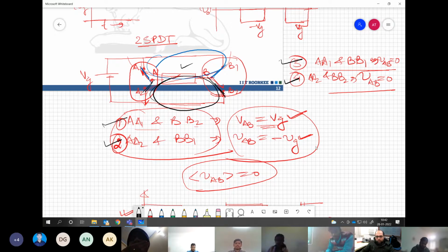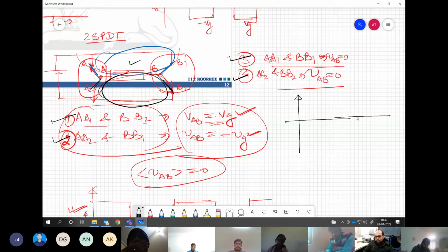So actually what we were generating, the VAB can be slightly better. It can be generated like this as well. Say this is 2 pi, this is pi. So we may have a 0 level also generated. Correct?